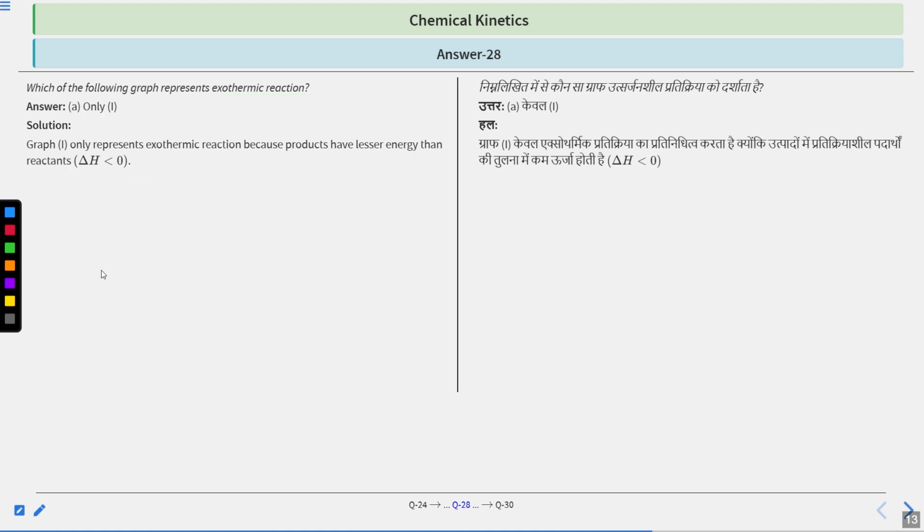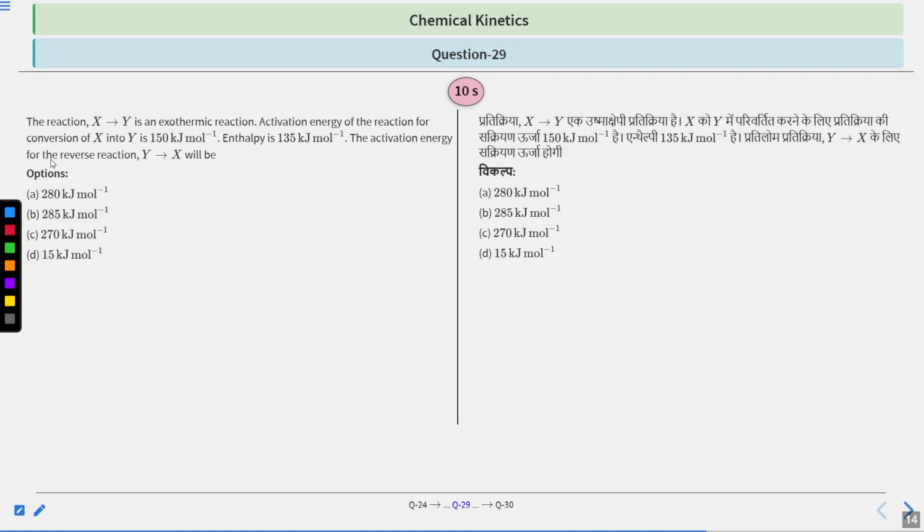Okay, let's move to the next question. Question number 29. The reaction X to Y is an exothermic reaction. Activation energy of the reaction for the conversion of X into Y is 150 kilojoule per mole.